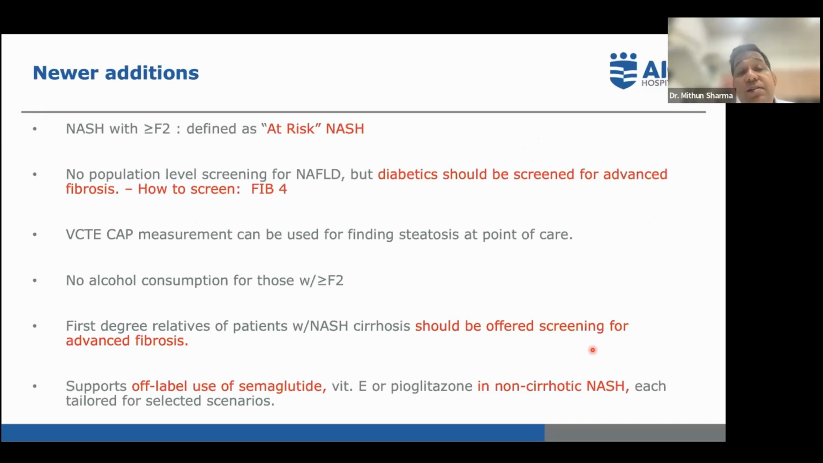The guideline recommends absolutely zero alcohol for patients with F2 fibrosis. Fibrosis screening should be done in first degree relatives of patients with NASH cirrhosis. And the guideline actually supports off-label use of drugs like semaglutide, vitamin E, or pioglitazone in non-cirrhotic NASH, each tailored to their appropriate clinical scenarios, but none of these drugs are FDA approved.